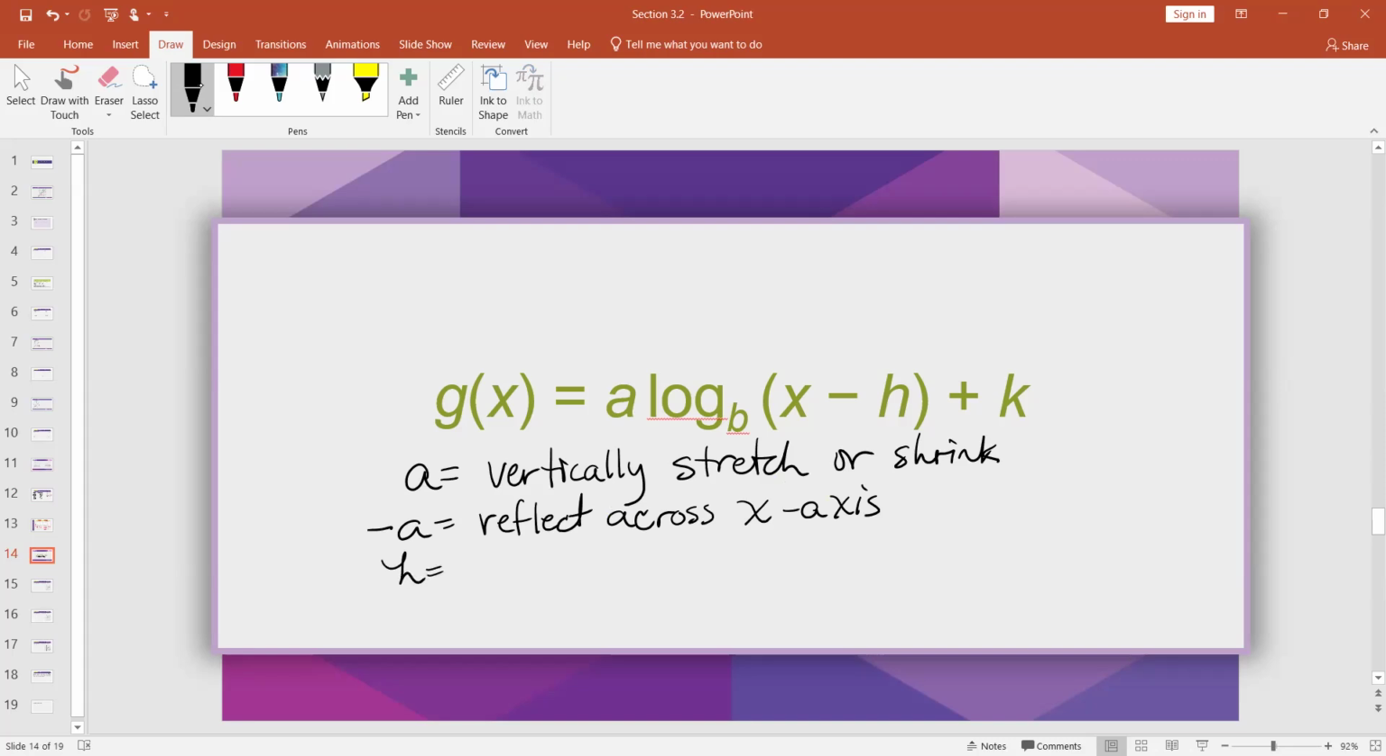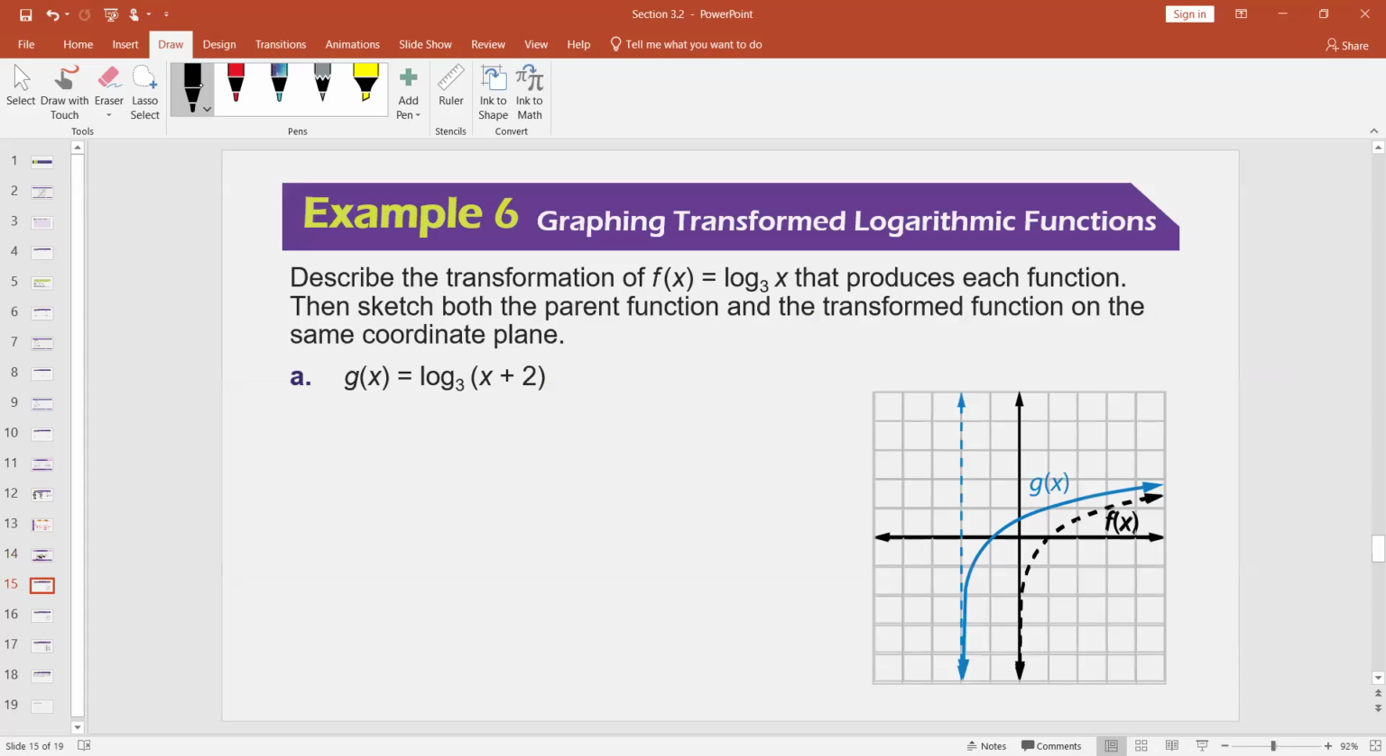The h is always a horizontal shift to the left or right, and the k is always vertical, so up or down. All right, so let's practice this a little bit. In example 6, we have 3 different graphs. I feel like on yours I didn't give you the blue graph, so if not, I apologize. But you can draw it on there to give you a little bit of practice.